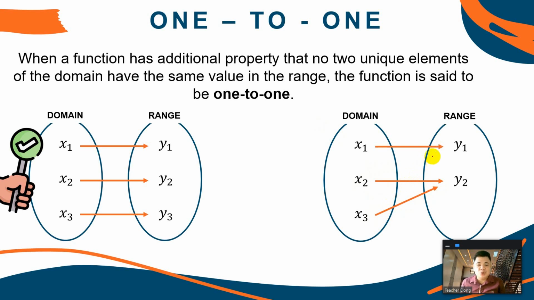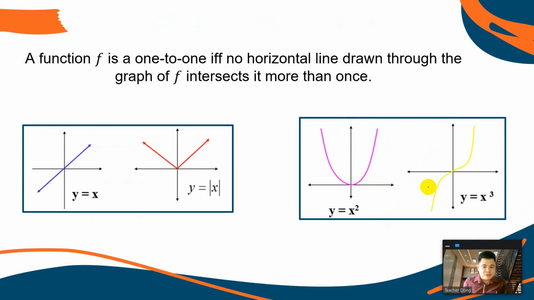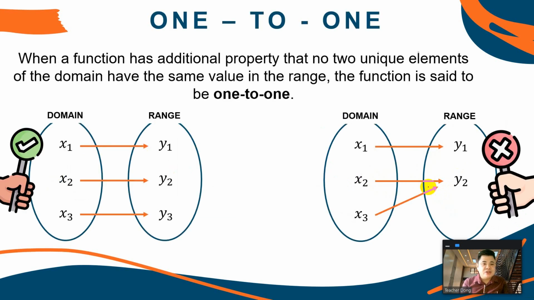Alright, so no two unique elements of the domain have the same value in the range. Just like what you are seeing, there are two elements of the domain that have the same value in the range. So therefore, we can summarize that the second diagram is not actually a one-to-one function, right? So not all functions are one-to-one. So you have to follow the rules.